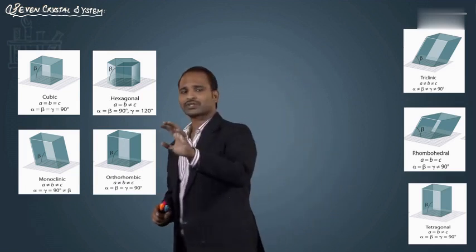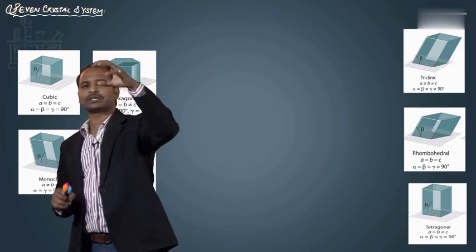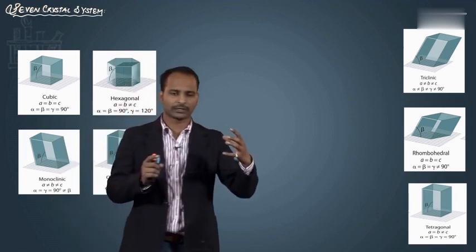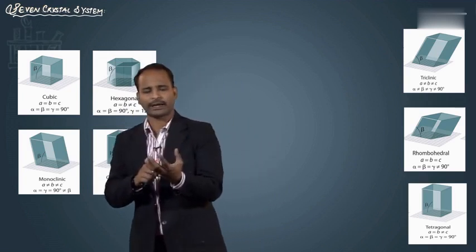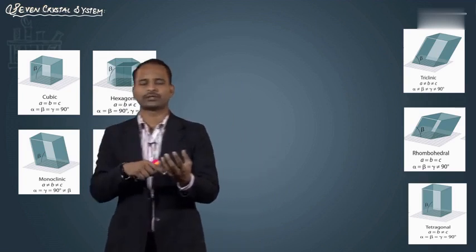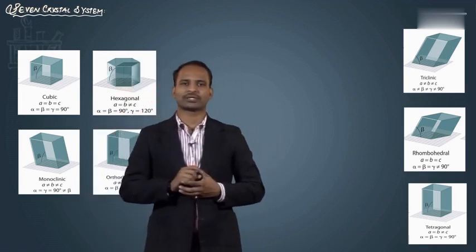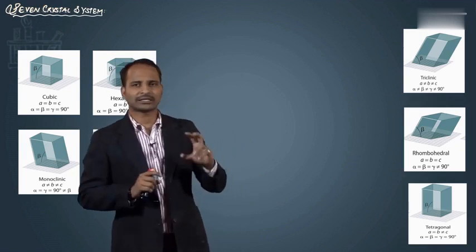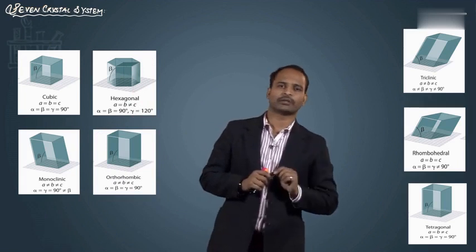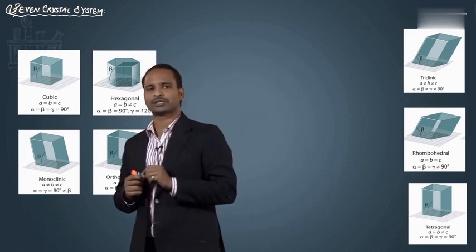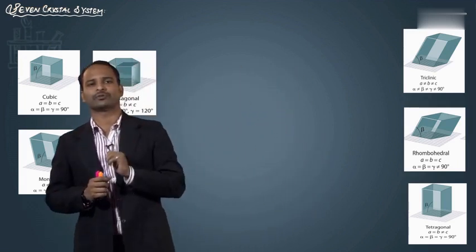Now each crystal system has been divided into different types. For example, suppose I say a particular solid, I join the centers of that solid, and I come to know that the structure is cubic. Then once I say that the solid has a cubic structure, the next question will be which type of cubic crystal system it is.